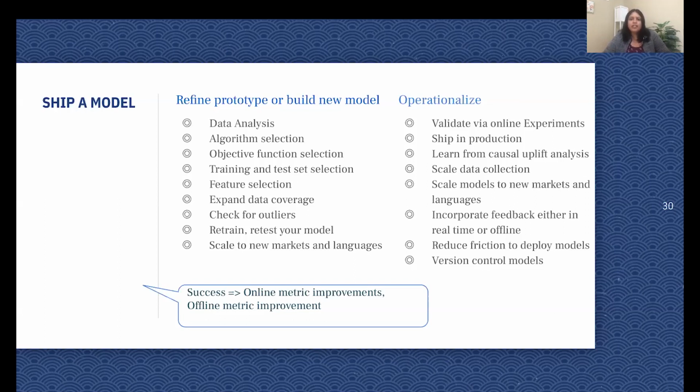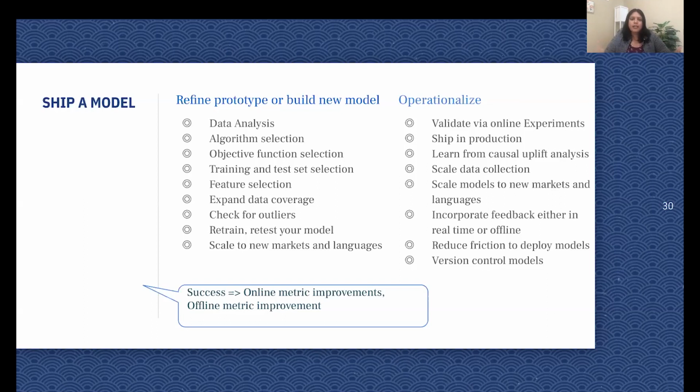How do you ship in production? How do you learn from causal uplift analysis, scale data collection, scale models to new markets and languages, incorporate feedback, reduce friction to deploy models, version control models. As a PM, you might not be doing all of this, but have it as a checklist. Ensure you have the conversations with your science and engineering leaders that each of them are done.